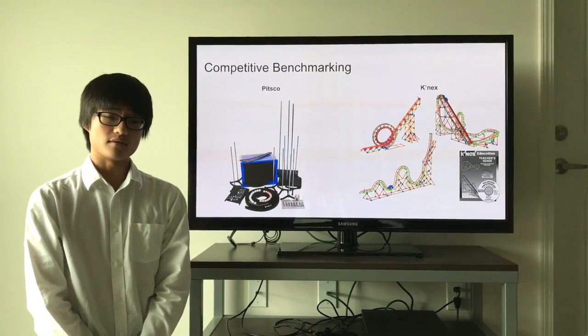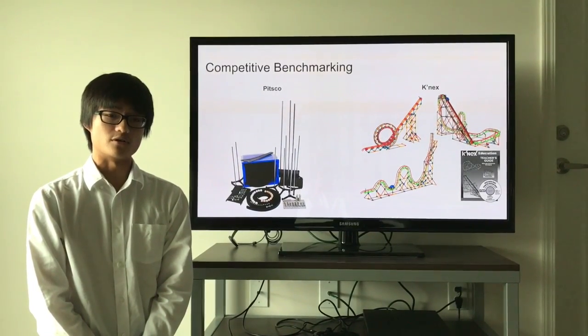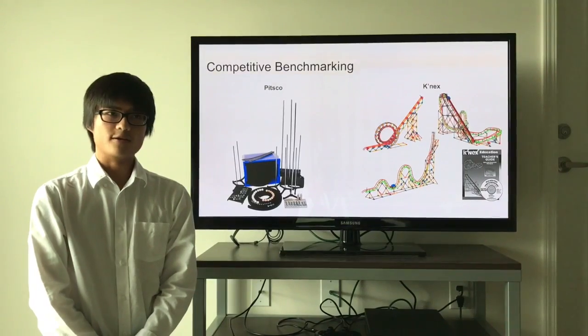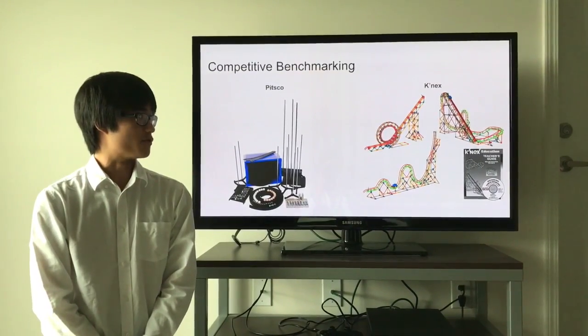The cost of the Connects kit is about $280, which is still more than the BRG. So we think that our product will be more competitive than both of these products.